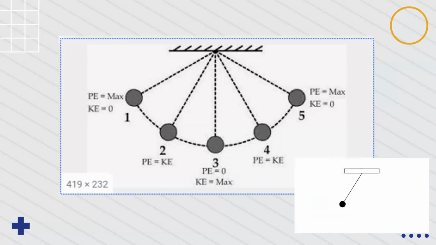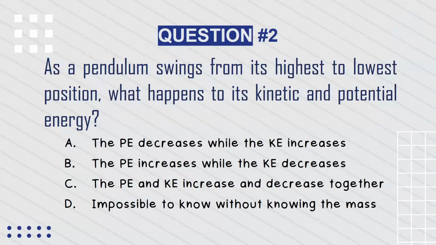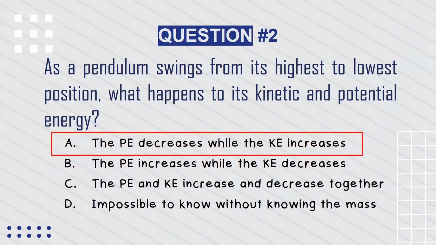So the correct answer to this one is letter A. The potential energy decreases while the kinetic energy increases.